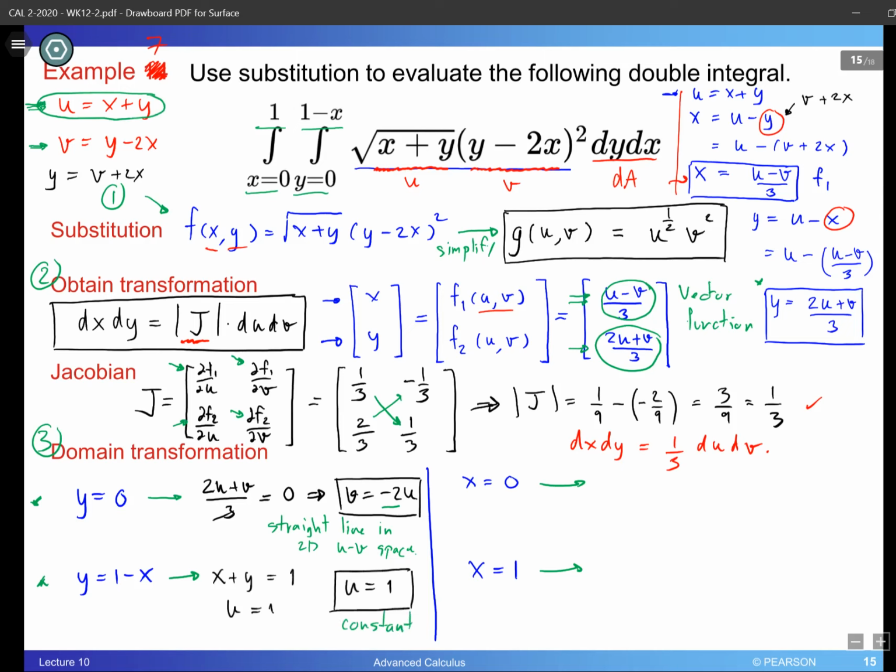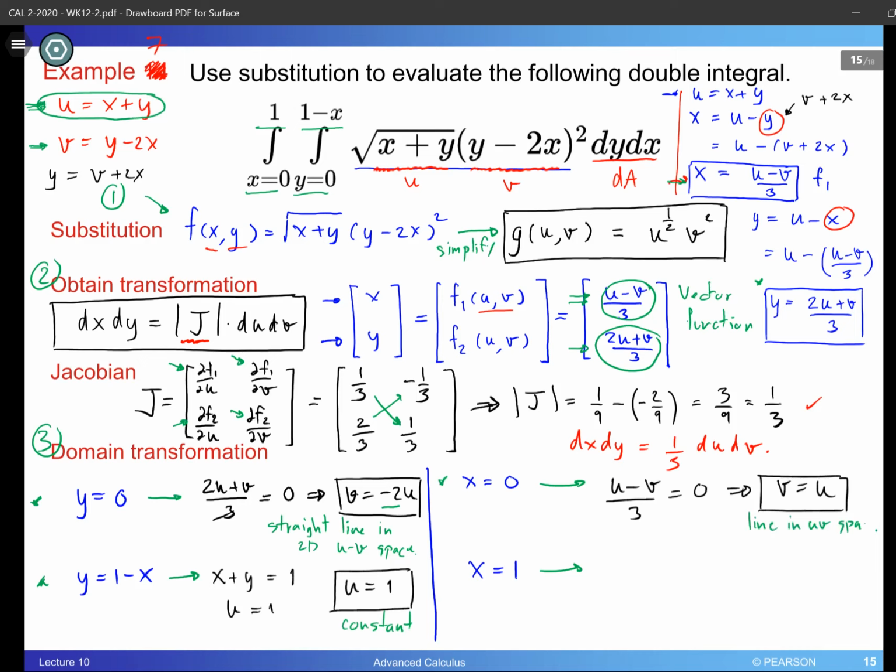Okay, now let's move to x equal to 0 right here. X equal to 0, and I know that x equal to u minus v over 3, so let's use that. So x equal to u minus v over 3, and it's supposed to be equal to 0. So in the end, I have this equation v equal to u as the third boundary. Once again, we have an equation. It's not a constant like u equal to 1. So make a note, once again, this is a line in UV space. Okay, and we are supposed to draw them later.